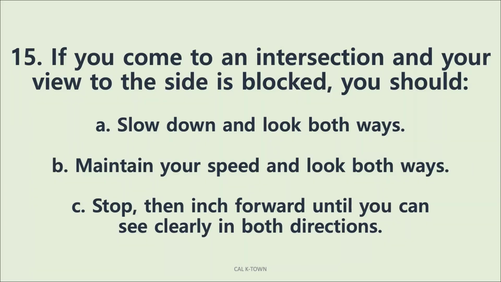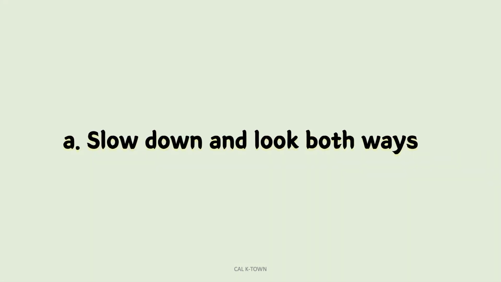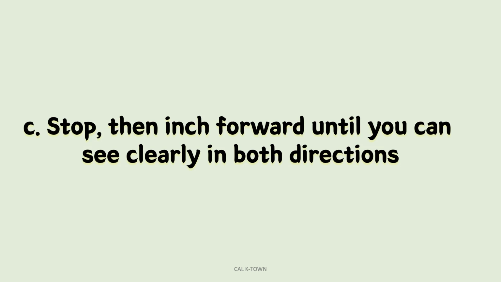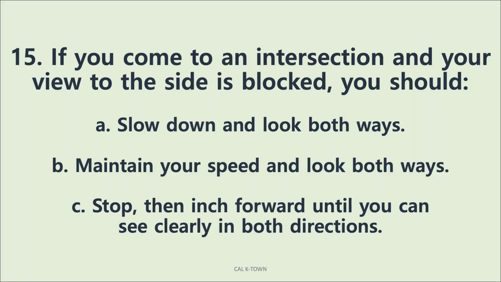15. If you come to an intersection and your view to the side is blocked, you should A. Slow down and look both ways. B. Maintain your speed and look both ways. C. Stop, then inch forward until you can see clearly in both directions. The answer is C. Stop, then inch forward until you can see clearly in both directions.